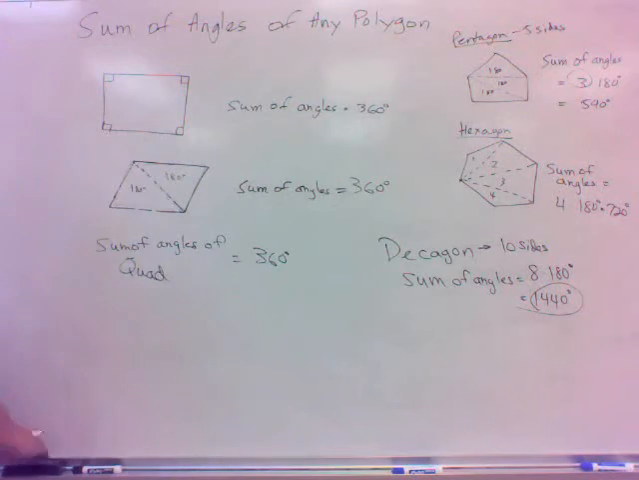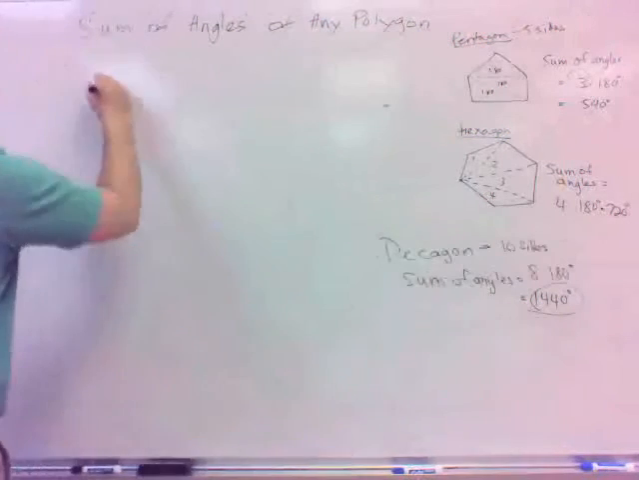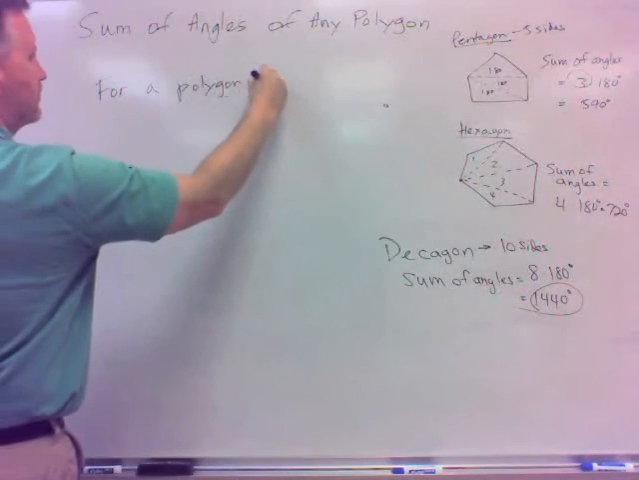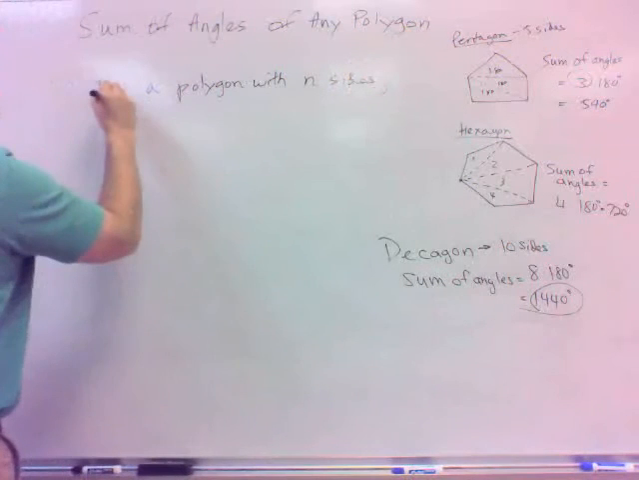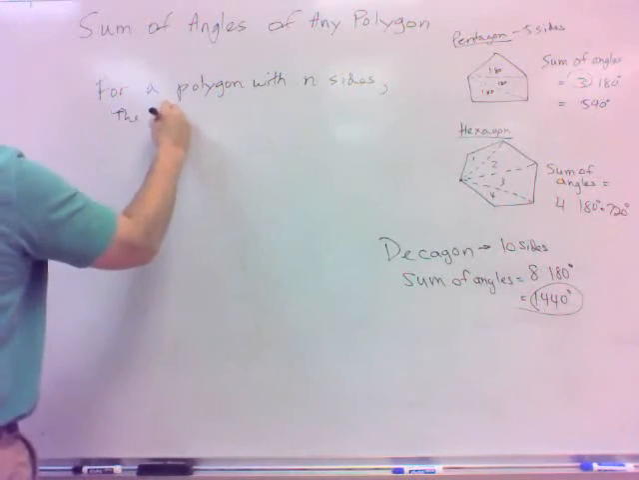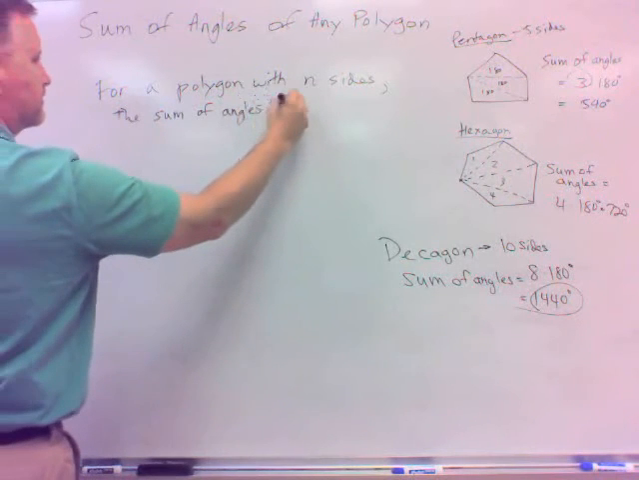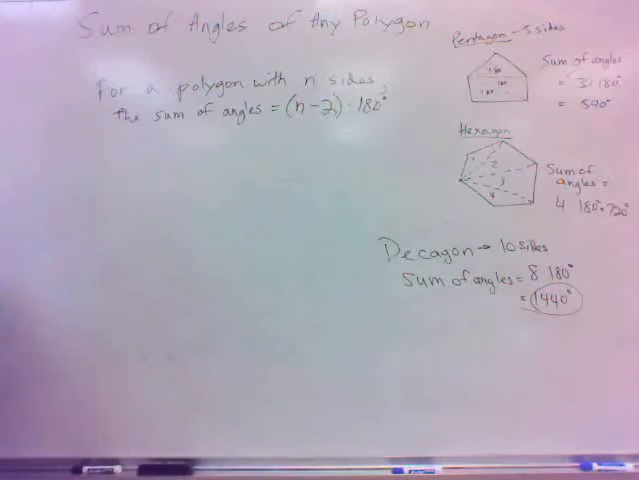So yeah, if you have a polygon with n sides, then the sum of the angles equals, what would be the formula? Well, you take n minus 2 and multiply it by 180. However many sides there are, take n minus 2, multiply it by 180. Okay?